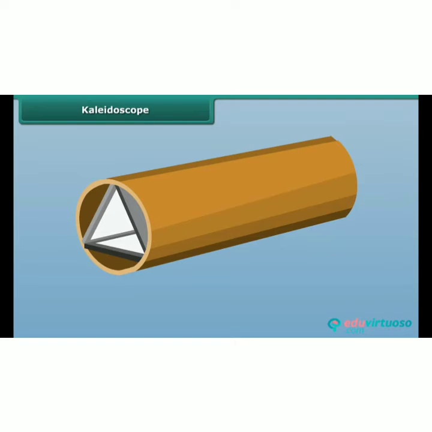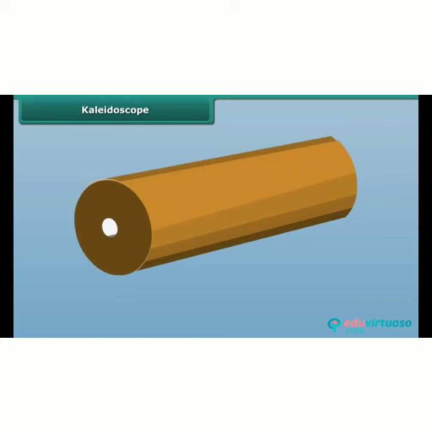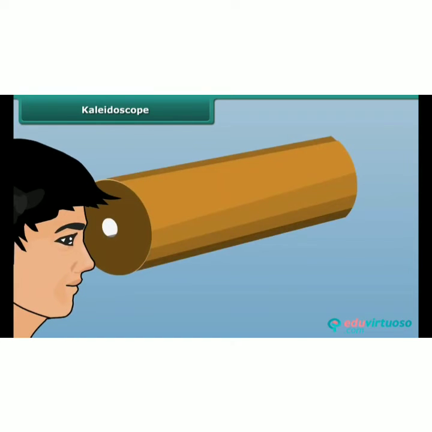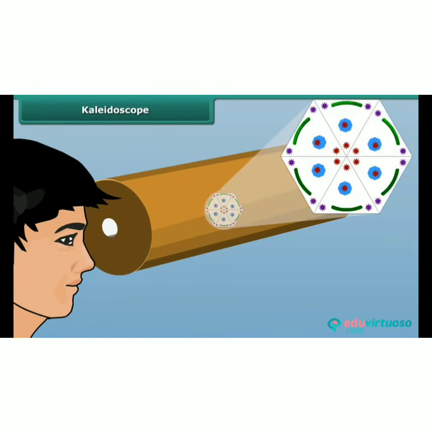Place on this glass plate several small pieces of colored glass and close this end of the tube by a ground glass plate. Now look through the peephole in a well-lit area and rotate the kaleidoscope to view from the hole in the cardboard disc a variety of beautiful colorful patterns in the tube.